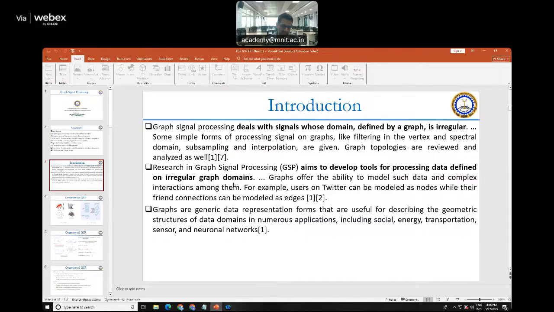For example, I take 3 points. One way is that all the 3 points are connected. But it is not necessary that all the 3 points need to be connected. Maybe some 2 points are connected, and the third point is not connected to any. So that is not a regular one. So here we ask, can we really apply the fundamentals of signal processing? So a graph offers the ability to model such data.